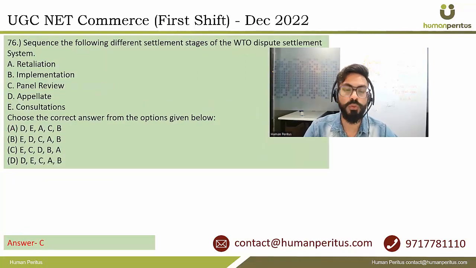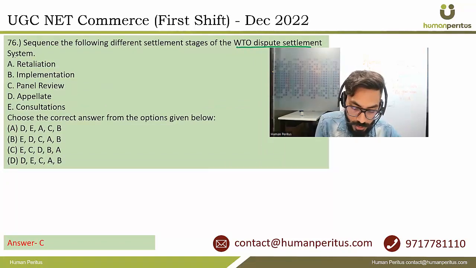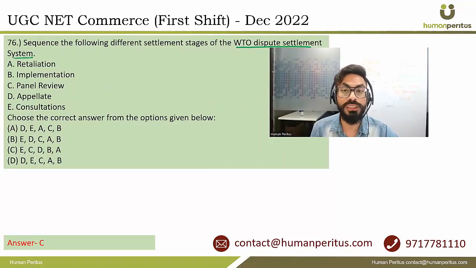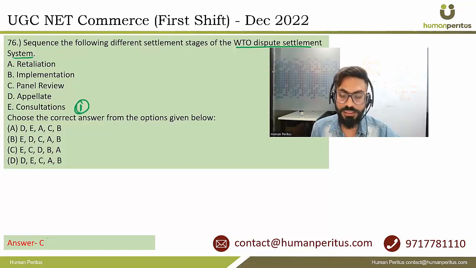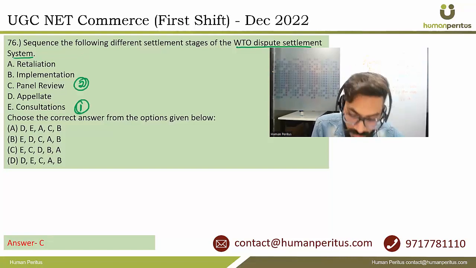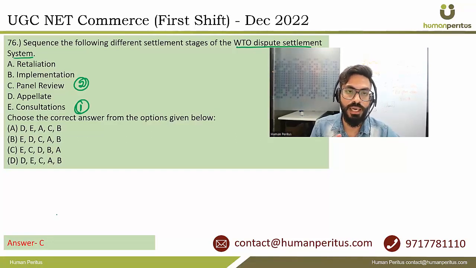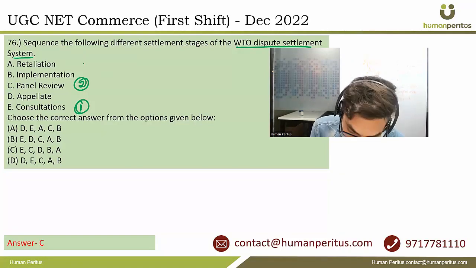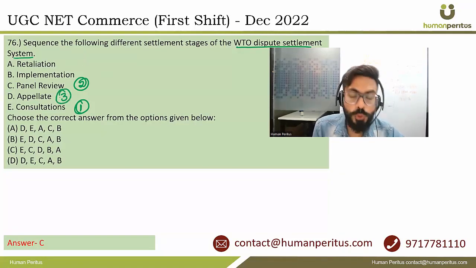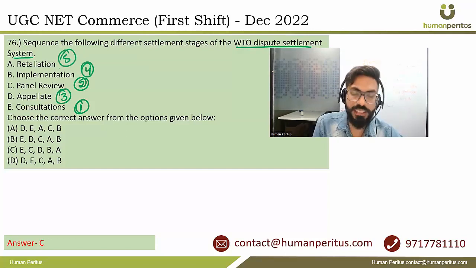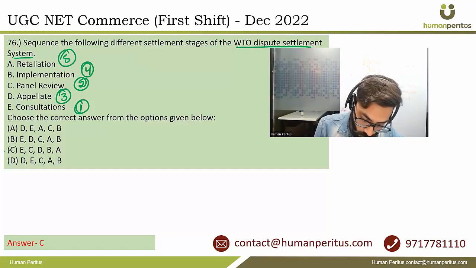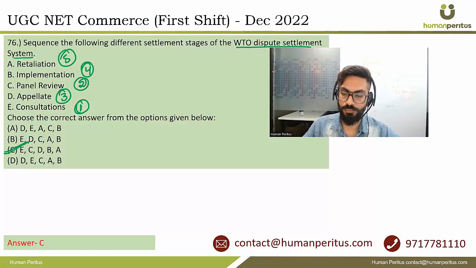Next one talks about the WTO's dispute settlement system. So it's talking about the stages of WTO dispute settlement system. So the first stage is always consultation. The second is the entire process, the entire dispute will be reviewed by the panel. The third step will be, it goes to the appellate authority, then it will be implemented, and then there will be retaliations. So the correct sequence is C.